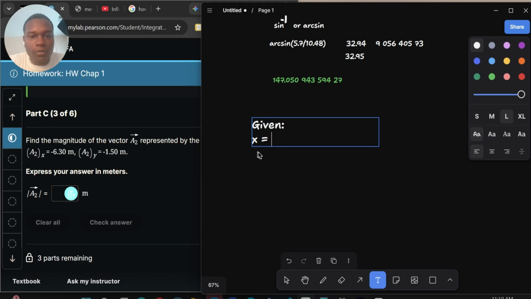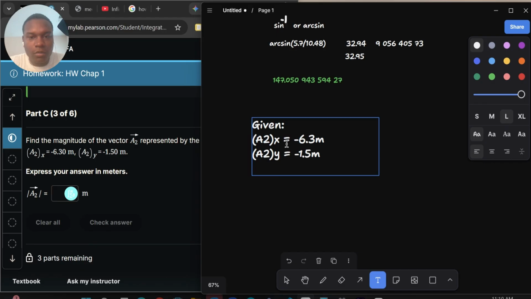X equals the x component of A2. I'm just saying that out loud. I'll do it, I won't be lazy. 0.3 meters. I like rewriting things, I know I don't have to, but I like to do it. Negative 1.5 meters.